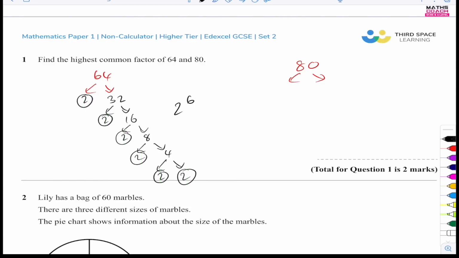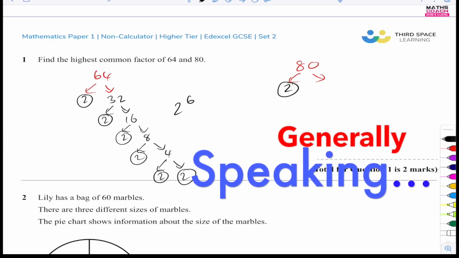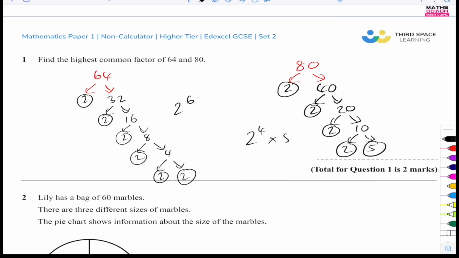Now we'll do the same thing for 80. So again, we can divide by 2 because it's nice and easy. 2 is a prime number. I can divide by 2, I can divide by 3, 5, 7, so on and so forth. All the prime numbers, all right? So 2 and 40, I continue with the 40, 2 and 20, break the 20 up, 2 and 10, break the 10 up, 2 and 5. And 2 is a prime number, 5 is a prime number. So how many 2's do I have? 1, 2, 3, 4, and 1, 5. So that's 2 to the power of 4 times by 5.